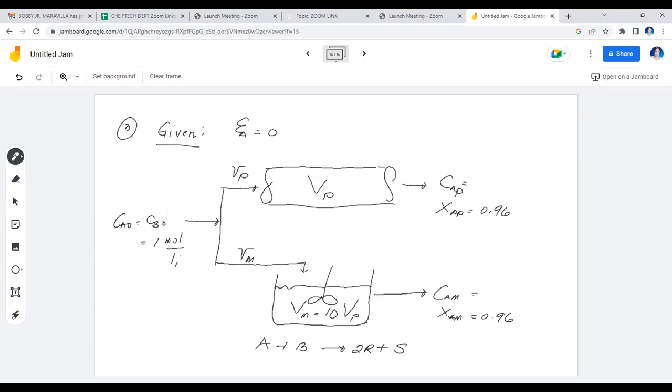Now, a while ago, I placed here the final concentrations of A as it leaves both reactors, plug flow and MFR. If both will be having the same conversion of 96%, and initially both will have to process a stream with initial concentrations of A and B equal to 1 mole per liter, what do you think will be the concentrations or the amounts of A leaving these two reactors which remained unreacted? Or, shall we say, the final concentration of A in both reactors using the conversion which is given to be 96%. What do you think would be C sub AP and C sub AM in this case?